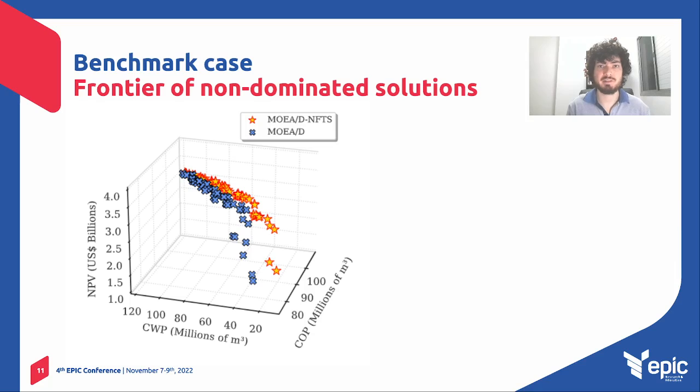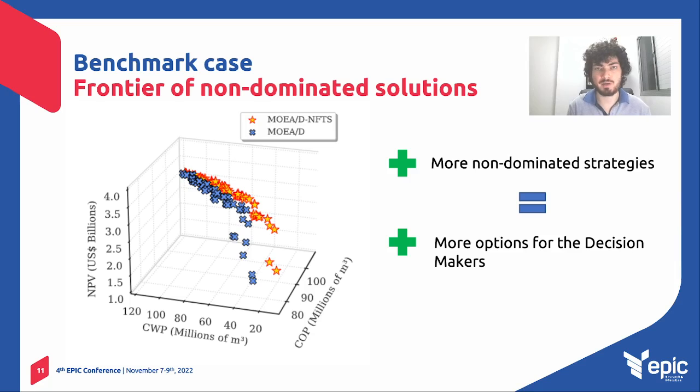Here I show the frontier of non-dominated solutions found by the baseline algorithm, the blue X, and our proposed method, the yellow star. We can see here that the frontier of our proposed method contains more solutions, and the frontier of solutions found by our proposition dominates the frontier of the baseline algorithm. Finding more non-dominated strategies is an important aspect of production optimization, since it gives the decision makers more options to choose from.